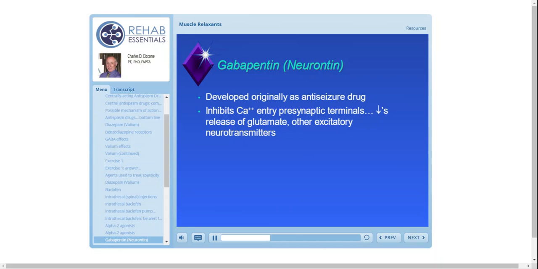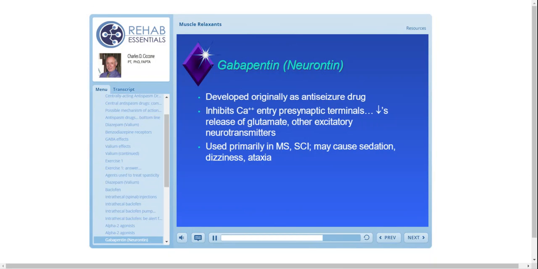It works by inhibiting the entry of calcium into presynaptic terminals that release an excitatory transmitter called glutamate. If there's less release of glutamate, there's less excitation in the cord, which is a common theme here. We're seeing that less excitation is a good thing. We're trying to decrease the excitability, especially of the alpha motor neurons that supply the muscle. It seems to be more helpful in people with cord-related spasticity, things like multiple sclerosis and spinal cord injury.